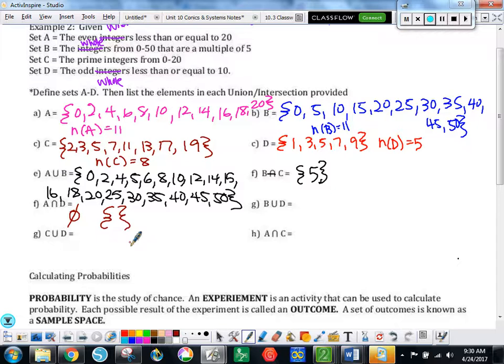Okay, what about part G? G is the union. This means what? The union is the either or. So looking at B and D, these two groups, it has to be an either or. So start with the 0. This is the low one, right? 0. And then come down here, 1. And then 3. They both have a 5. 7, 9, come down here. Kind of nice. At this point, we've exhausted D, right? So we just keep going up with the rest of the B group.